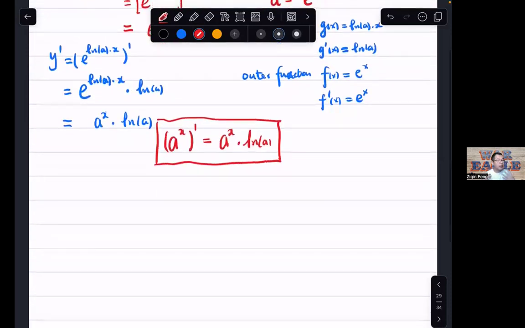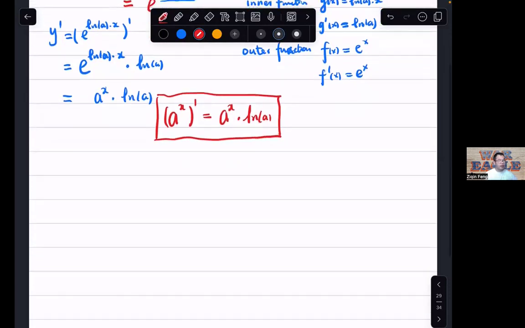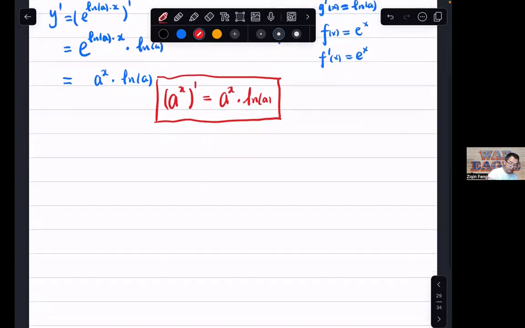Okay, now let's see more examples on how to differentiate functions using all the rules we have so far. The first one here is f of x equals 1 over (1 plus tangent x) to the power 3. So let's try to differentiate that function.